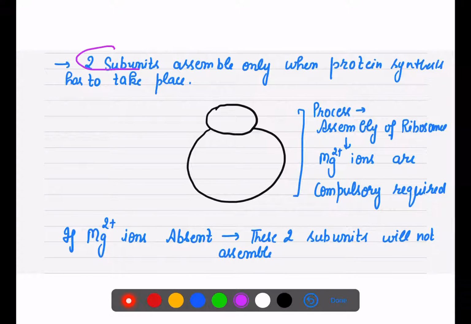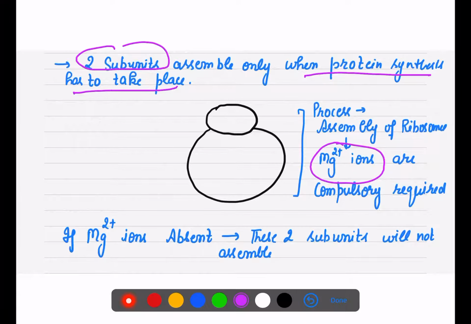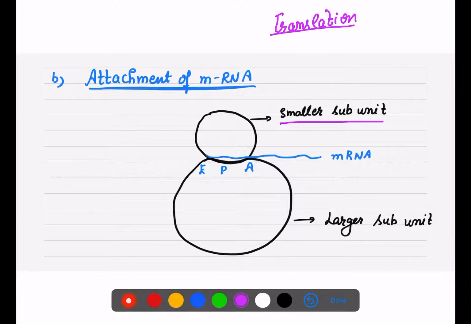And these two subunits only assemble in the presence of magnesium ions, as well as only when protein synthesis has to happen in the cell. So here is the last step we talked about, that was attachment of mRNA. Now as you can see, mRNA is on our smaller subunit. mRNA is attached, and this happens in the 5' to 3' direction.